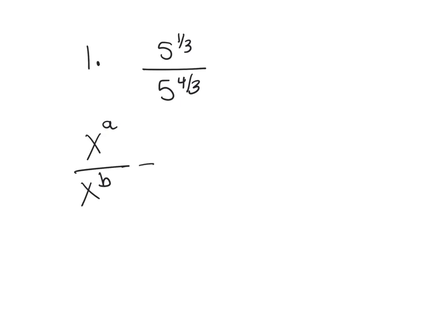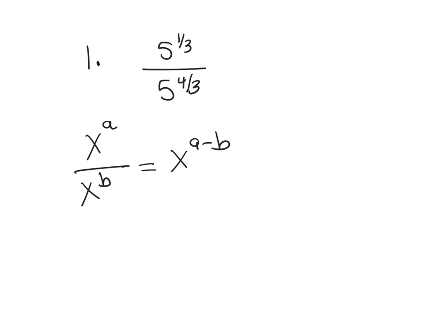Okay, this is the review for chapter 3. Here we go. Problem number 1 says 5 to the 1/3 divided by 5 to the 4/3. Now we remember, if you have x or any number to the a power over x to the b power, that simplifies to a minus b. That's a basic law of exponents that we know.